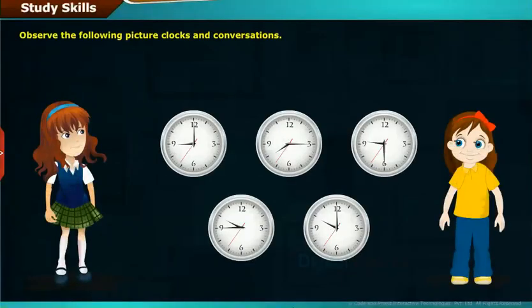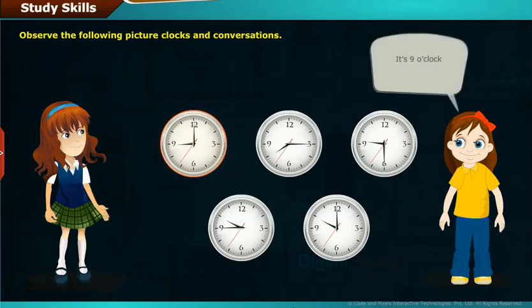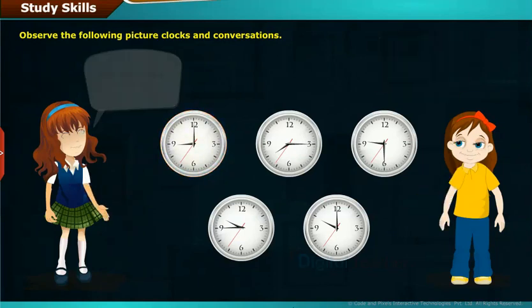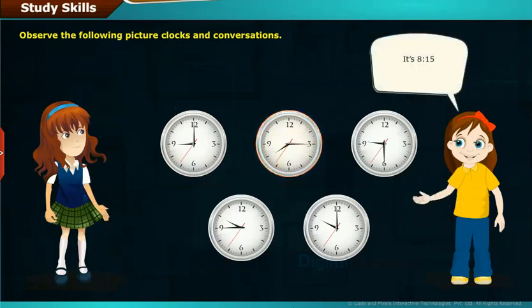Study skills. Observe the below conversation about time. What's the time in clock 1? It's 9 o'clock. What's the time in clock 2? It's 8:15.